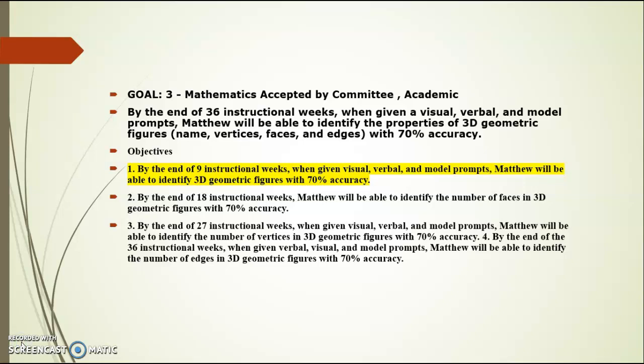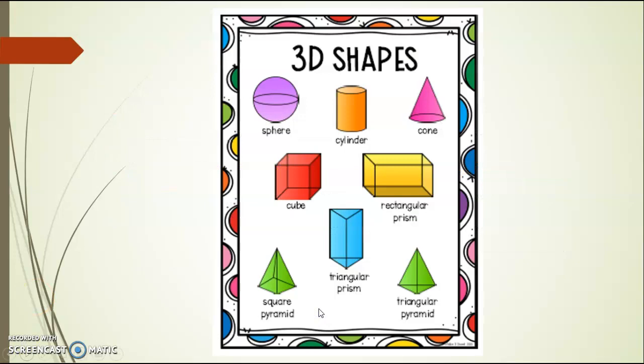So for goal number 3, Matthew, we are going to continue to talk about identifying 3D geometric figures. And here are just some examples of 3D shapes. So we have our sphere, our cylinder, our cone, our cube, our rectangular prism. We know it's a rectangular prism because the bottom shape is a rectangle, and not all the points are pointing to one particular point. This is a prism.